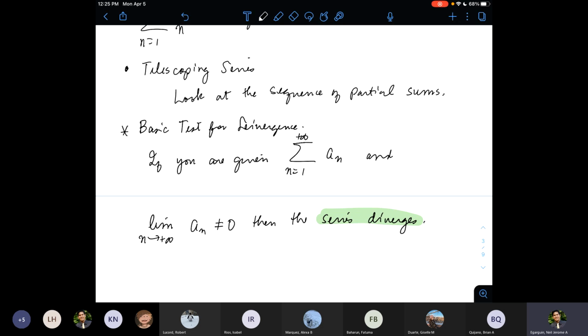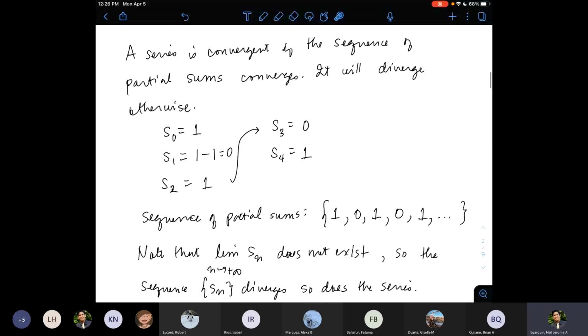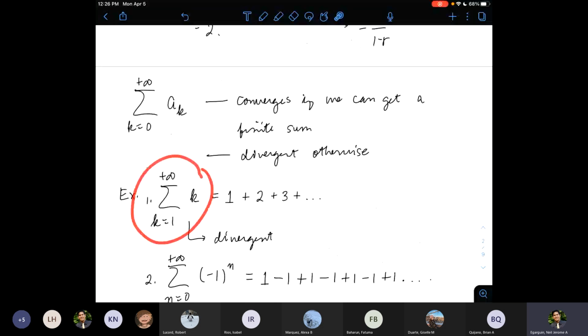It's easy to do. Sometimes it's easy to be carried out mentally because all you need to do is to look at what is the term inside a summation. So you look at a sub n, take its limit as n approaches infinity, and if the limit is not equal to 0, then the series automatically diverges. So for instance, we have, I think the first example that we have, summation of k as k goes from 1 to infinity. The nth term is k. So we take the limit of k as k approaches infinity. Obviously, that's infinity, not equal to 0, then that automatically diverges.